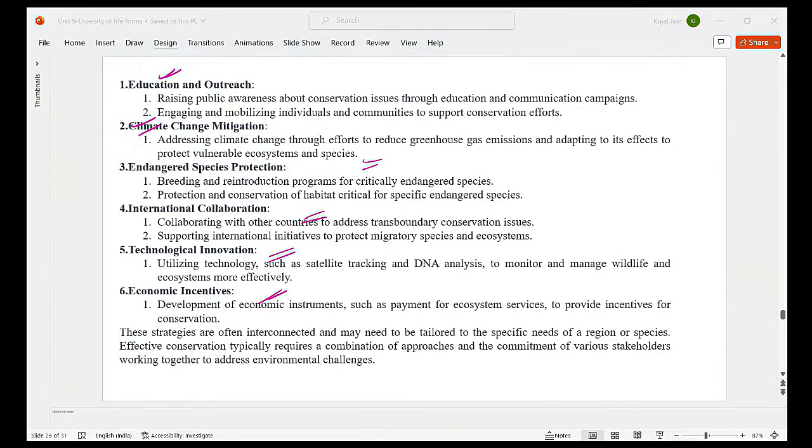This is the basic thing, you can just read it once. And there are many other things that you can add on, like making sure that the locals are participating, making sure that the government is enforcing the laws. Even after the laws are implemented, they need to be kept in check, to see whether they are put into practice or not, etc. Okay, so this is one more thing you can keep a note of related to conservation strategies.